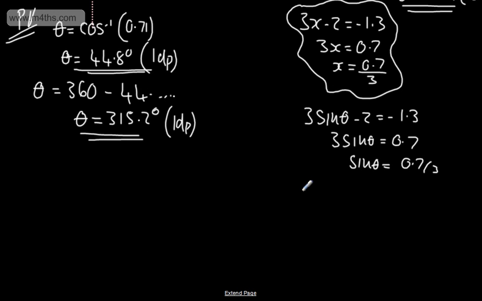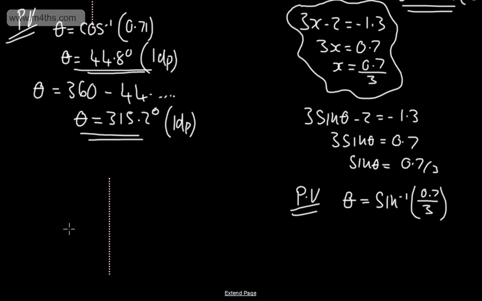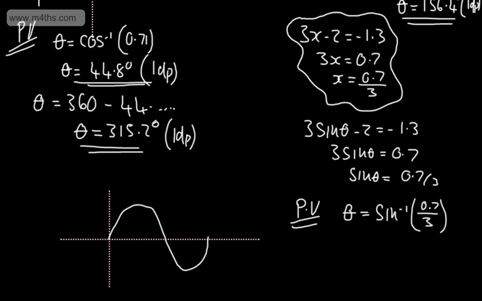So what we need to do now is get a principal value. Principal value theta is going to be equal to the inverse sine of 0.7 divided by 3. If we go back to our sine curve, let's just go ahead and draw this. With our sine curve, we can now state that whichever value I get, we can take that away from 180. So we're looking at a pretty small number here. It's going to look something like this. So what we're looking at is 0.7 divided by 3, which is 0.23, something along those lines.